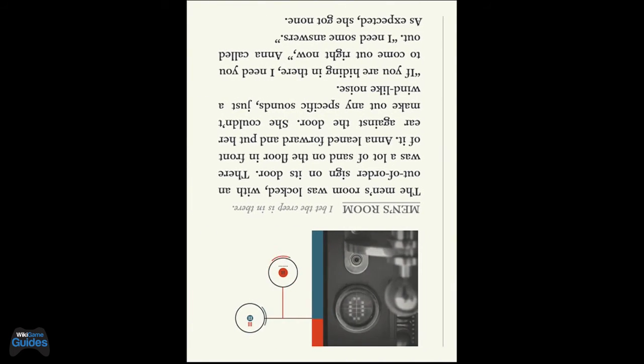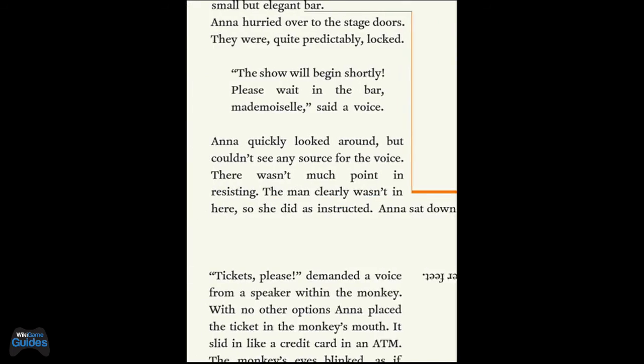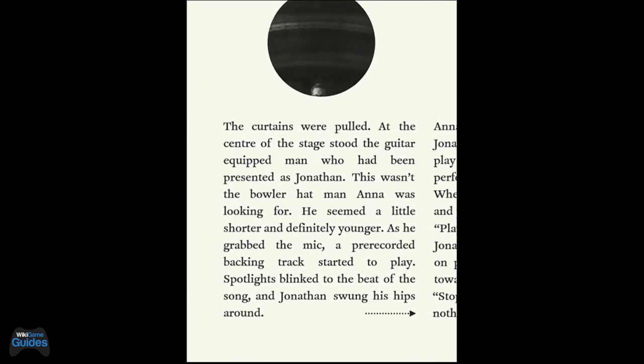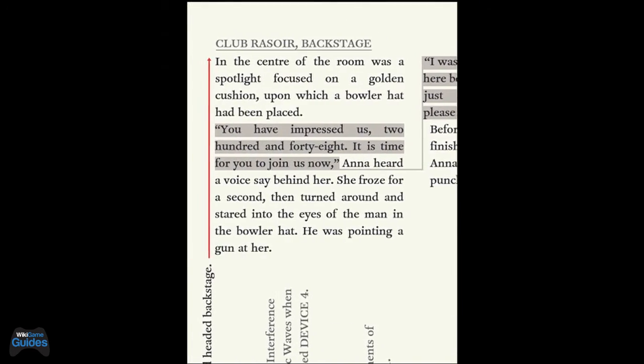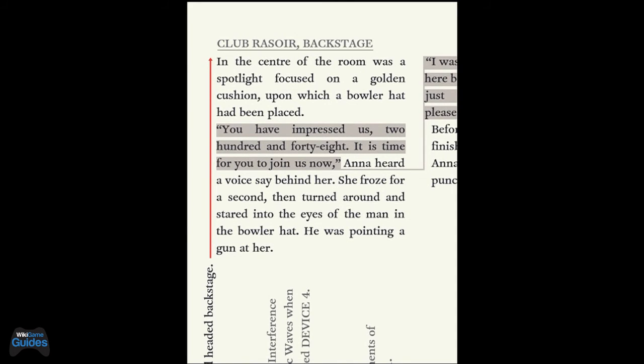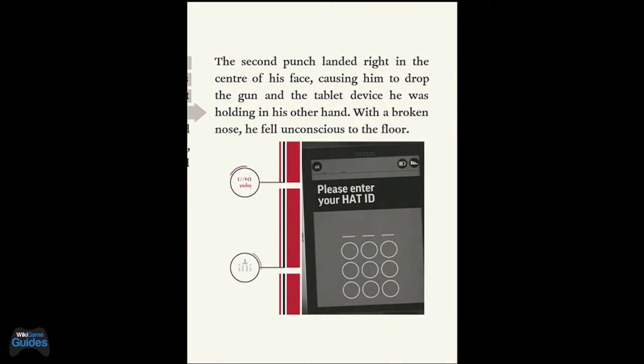So here we need to find the solution to the men's restroom ultimately. Oops, I kind of screwed that up, didn't I? Here we go. It opened up here. Jonathan Eng, he sings us a song. He says, "You have impressed us, 248. It is time for you to join us now. I was the one who came here before you, and I was just as confused, but please let me." So he refers to her as 248 before she beats the crap out of him. And he says that I came here before you, so that makes him number 247.